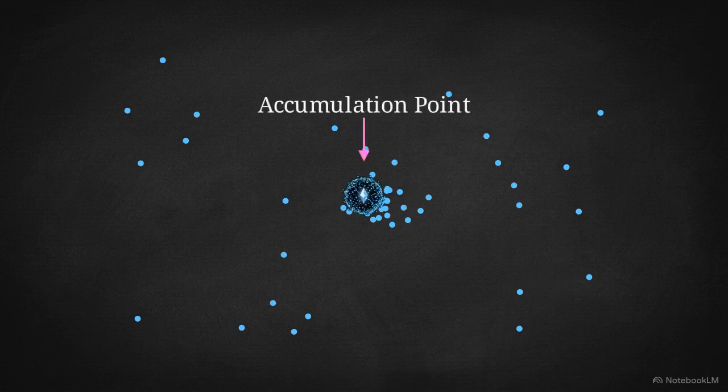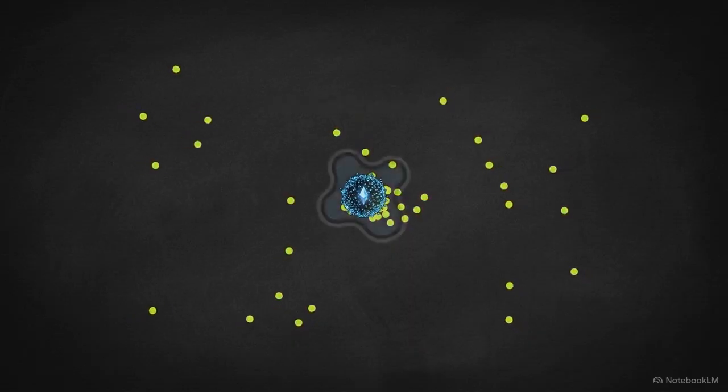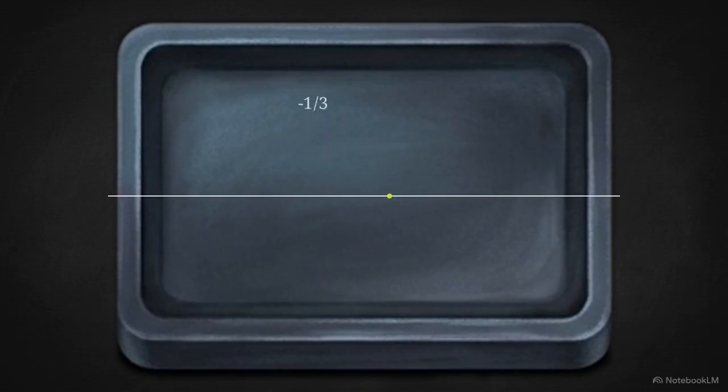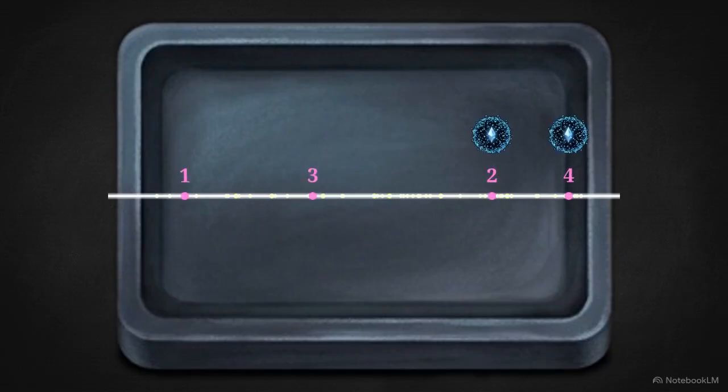If every neighborhood around a point contains another member of the set, it's an accumulation point. Add all accumulation points to a set, and you get its closure, the smallest closed set containing your original points. Sometimes a subset is so well distributed, its closure becomes the entire space. This is a dense set, like rational numbers, scattered so thoroughly they approximate any real number. If a space contains a countable dense set, it's separable.